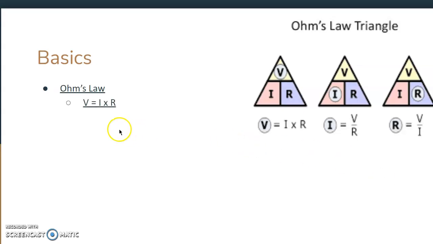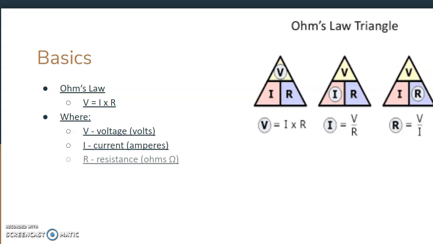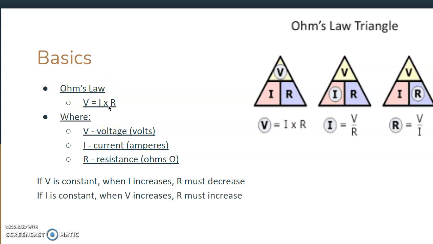Ohm's Law is V equals I multiplied by R, I times R, where V stands for voltage in volts, I stands for current measured in amps, and R stands for resistance measured in ohms. If we look at our equation, if V is constant and our I increases, then our R must decrease. If I is constant and our V increases, then our R must increase. And if R is constant, so we don't change the value of R, then if our V increases, our I must also increase. So just some relationships there.